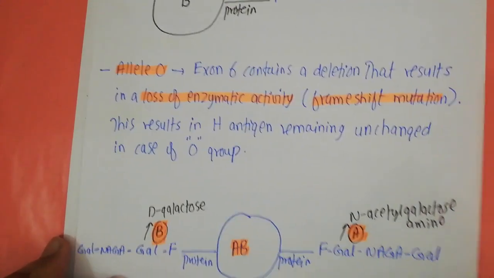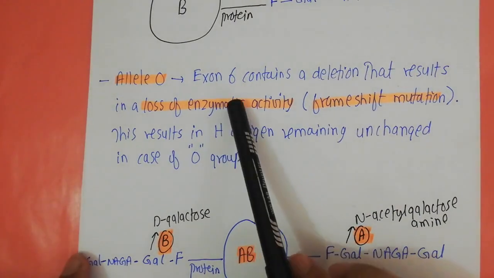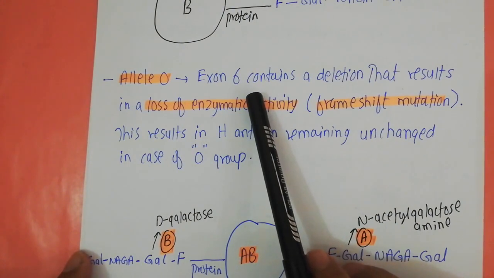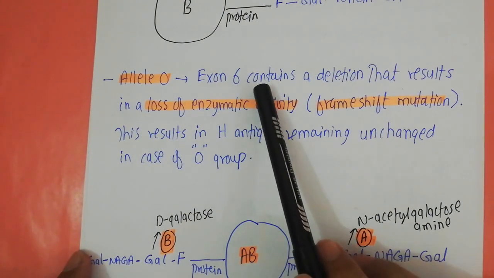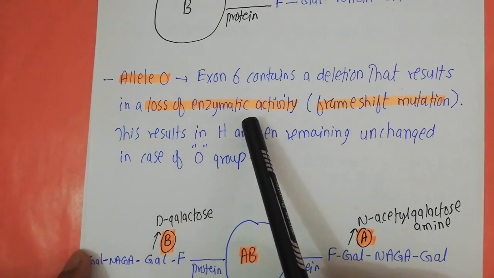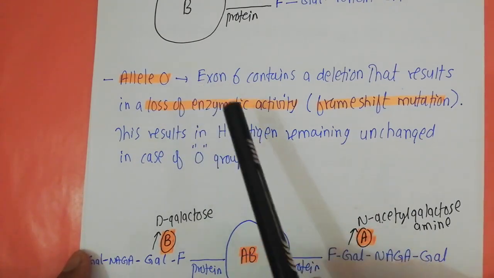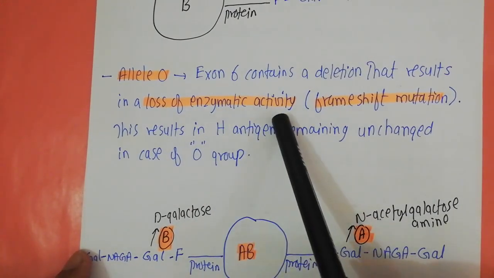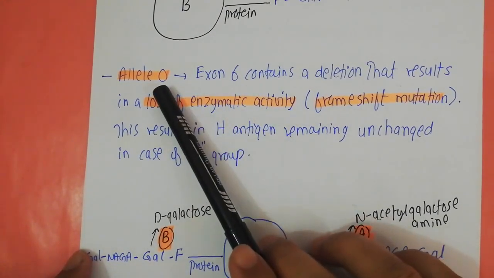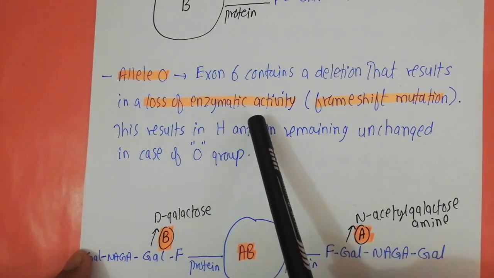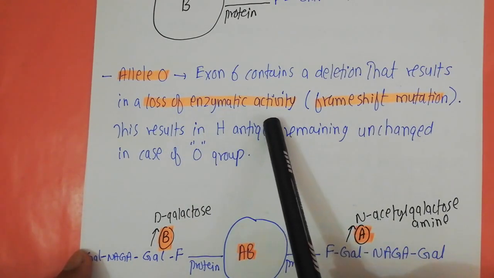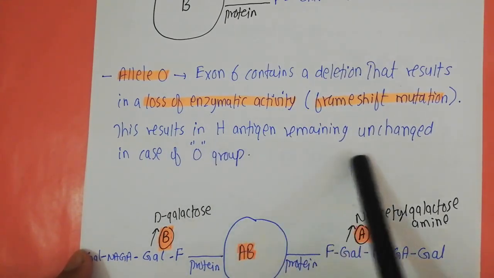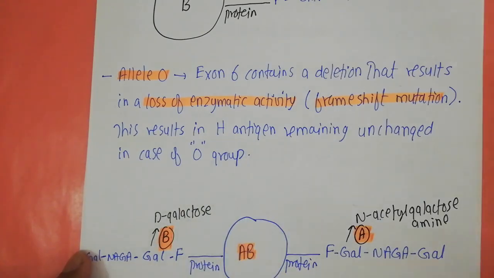What this allele O is doing is that it has a deletion at exon 6. And when there is a deletion at exon 6, because of this particular deletion, the enzyme that is coded by the allele O loses its activity. Or you can simply say that the glycosyl transferase that is encoded by the allele O is an inactive glycosyl transferase. And when the enzyme loses its activity, this results in the H antigen remaining unchanged in case of the O type of the blood.